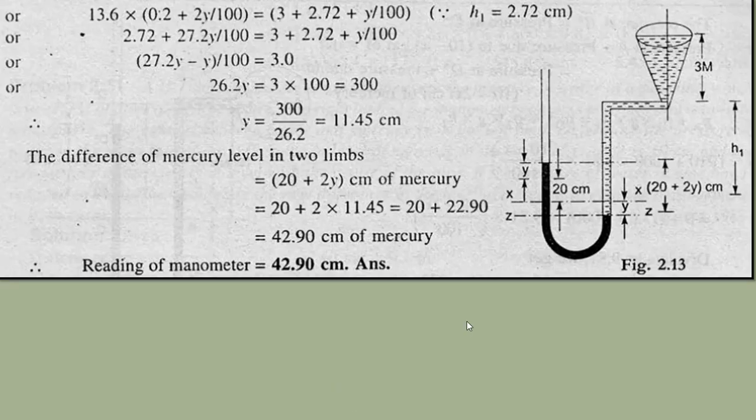So here is the figure. This is 20 centimeter and this datum line is Z. Pressure of water increases, so the mercury level goes up here by y. This is y, this is y, and this is 20 plus 2y centimeter. So put the values. The difference of mercury level in the two limbs is 20 plus 2y centimeter of mercury. So we get the reading of manometer as 42.90 centimeter.